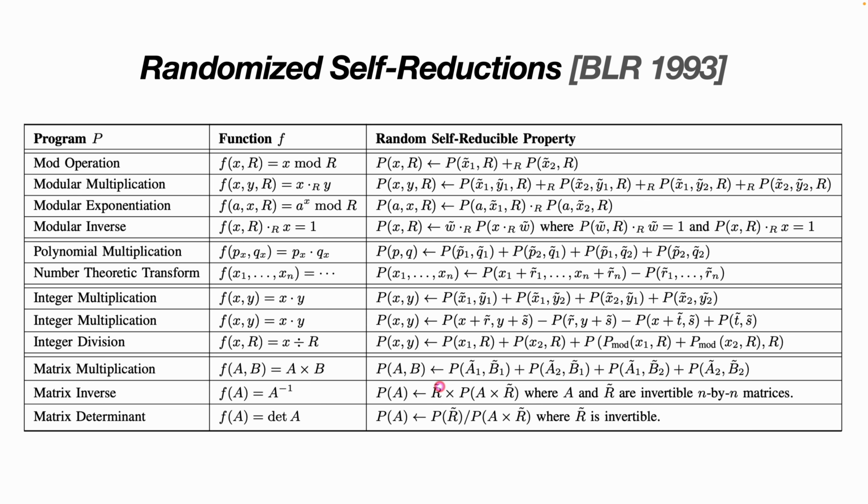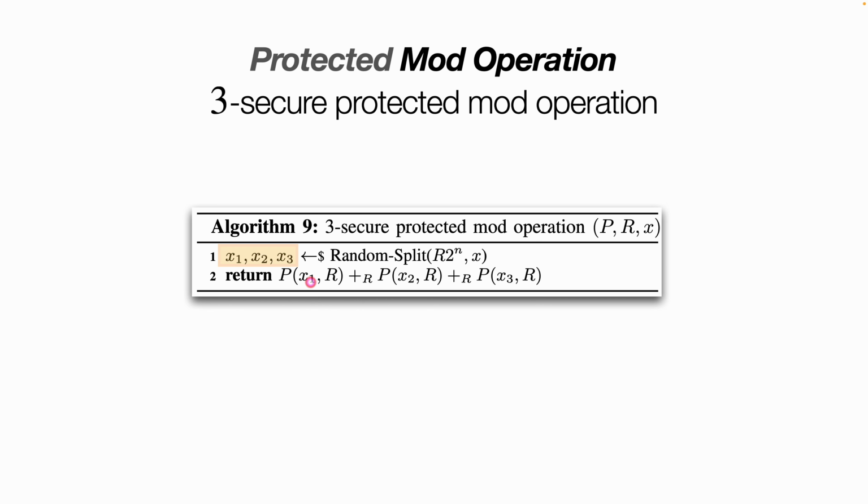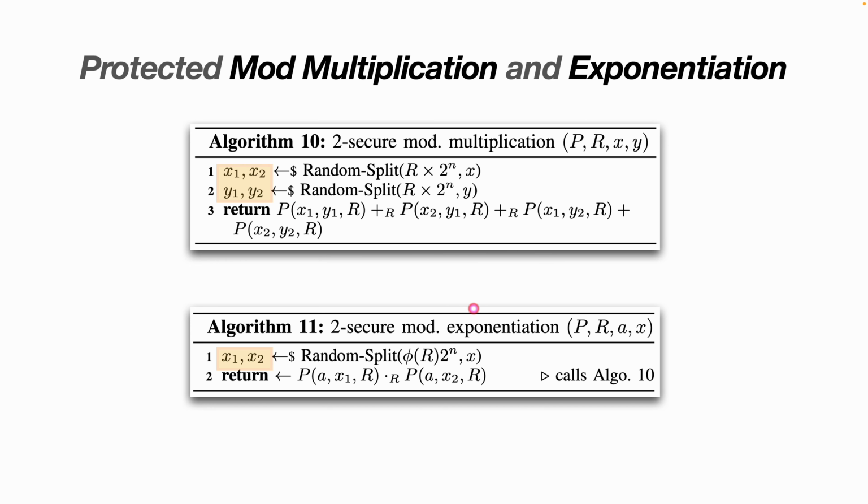These are all known randomized self-reductions in the literature, introduced by a paper by Lipton in the late 1990s. I'm going to touch upon it momentarily. But before that, this is the protected modular operation, the two-secure protected modular operation because there are two query functions, and this is the three-secure protected modular operation. And regarding protected modular multiplication and exponentiation, for example, the modular exponentiation has a multiplication.